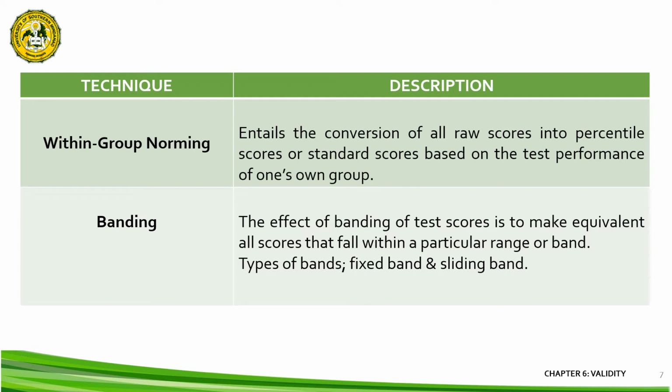The sixth technique is banding. The effect of banding of test scores is to make equivalent all scores that fall within a particular range or band. This is the idea of creating ranges within which test scores are treated as being the same. For example, a thousand raw scores on a test may be transformed to a stanine having a value of 1 to 9. All scores that fall within each of the stanine boundaries will be treated as the same by the test users, as either equivalent or subject to some additional selection criteria.